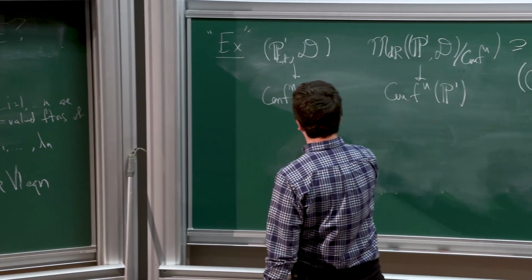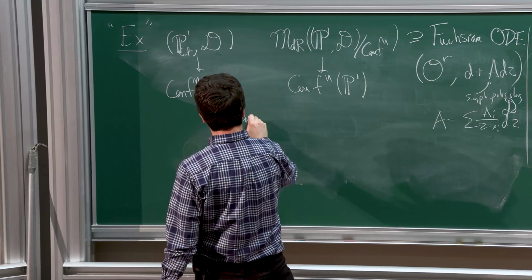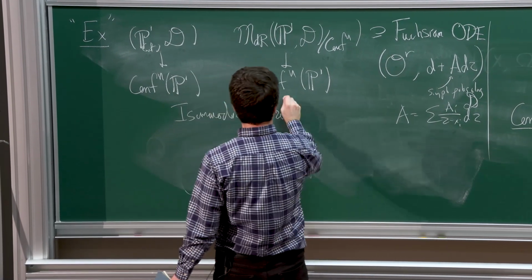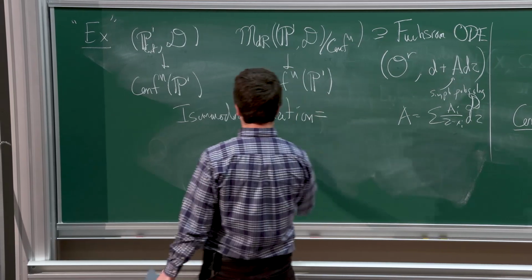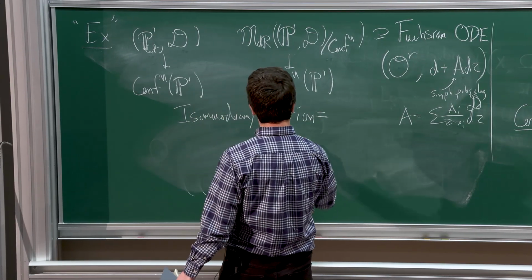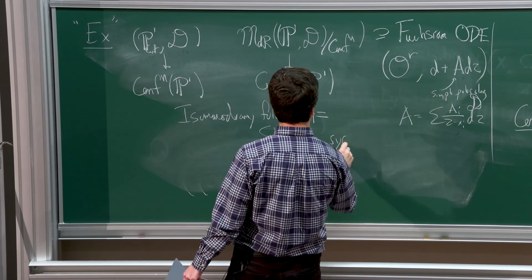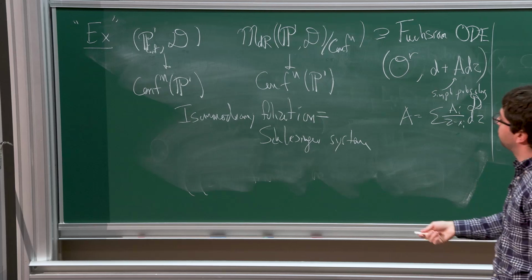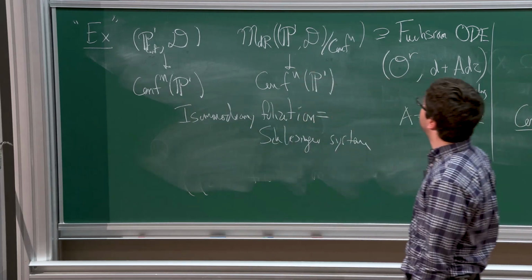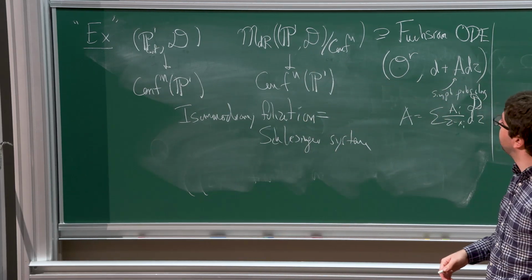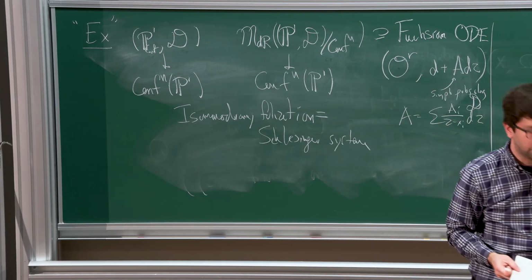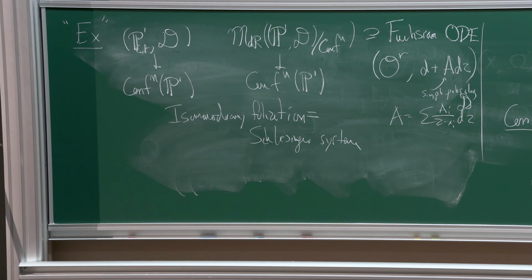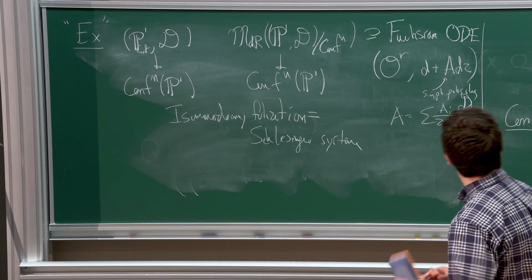So then this isomonodromy foliation, or non-Abelian Gauss-Manin connection, is this Schlesinger system. For example, the Painlevé VI case comes when one considers 4 points on P1, 3 of them at 0, 1, and infinity, and SL2 local systems with regular singularities. All right. So let me say what the conjecture is now.